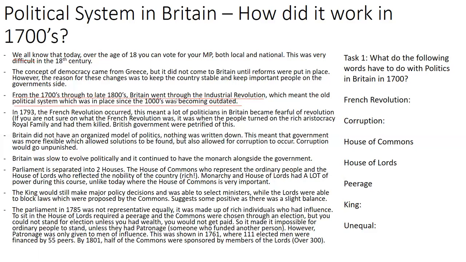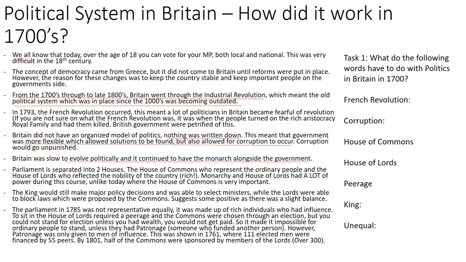Now, Britain didn't have an organised model of politics. Nothing was written down. That's important. If nothing's written down, then things are easy to change, which meant the government was more flexible, which allowed solutions to be found, but it also allowed corruption to occur. If you were an MP that was corrupt and you tried to buy something or cheat the system, you wouldn't get punished. Britain was very slow to evolve politically, and it meant that the monarch was also alongside the government. So it's important to understand that it wasn't like today's society where the Queen just stays out of the way and just does a speech a couple of times a year.